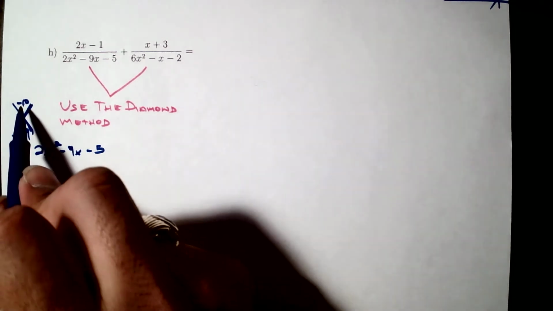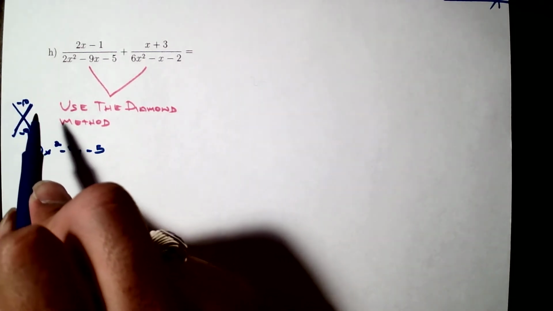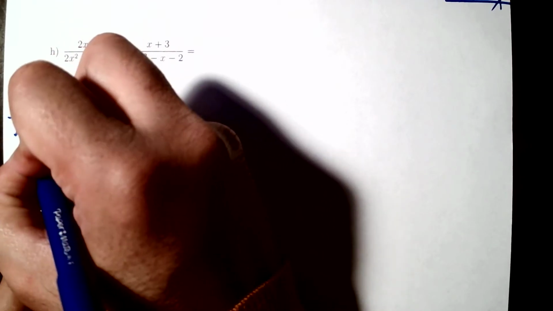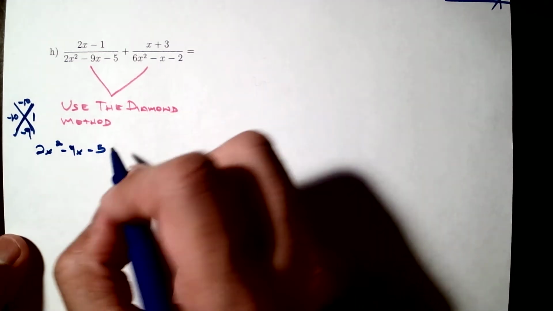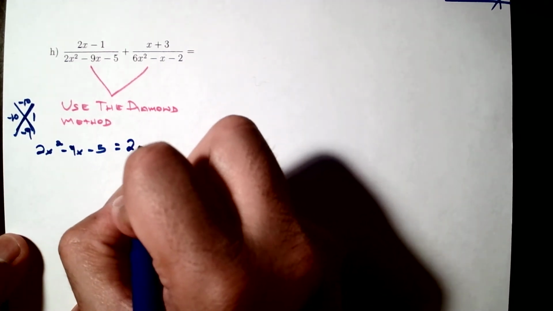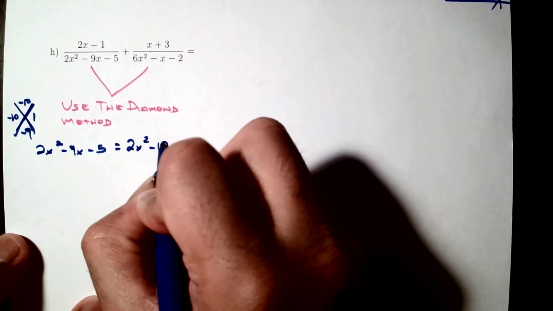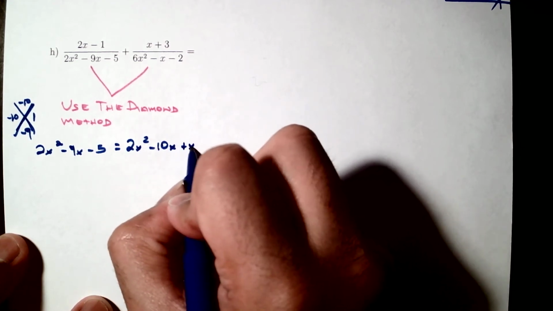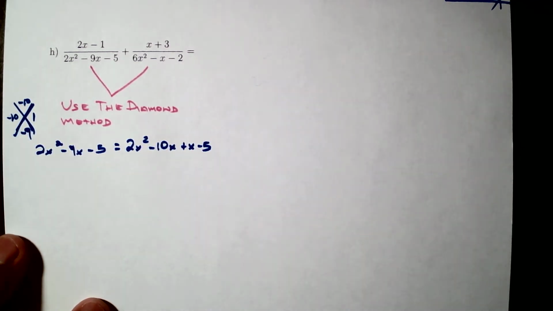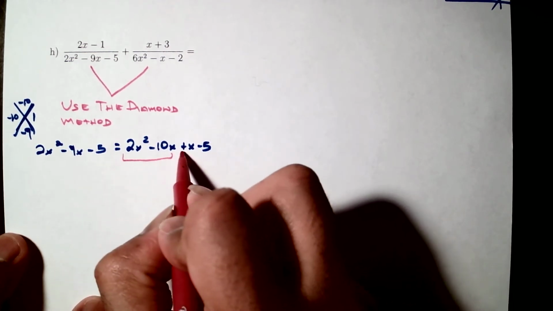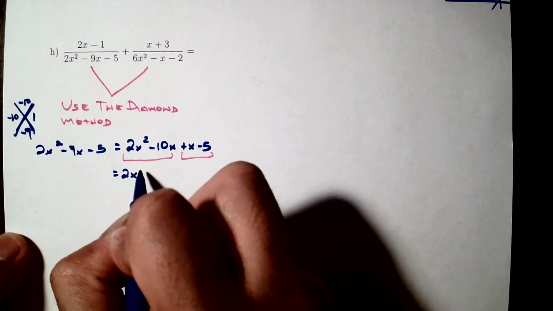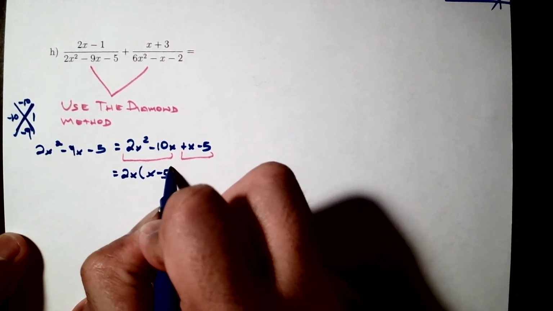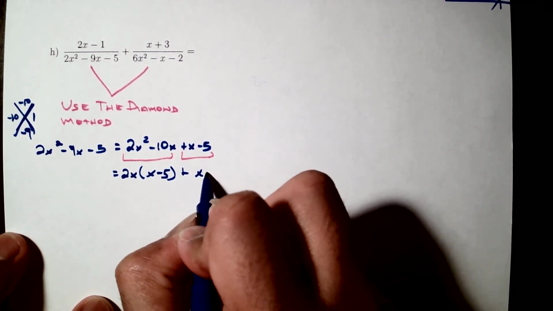So factors of negative 10 that add up to negative 9, in this case I'm going to have negative 10 and 1. So that means I'm going to split this into 2x squared minus 10x plus x minus 5. And then I'm going to factor this by grouping. That's going to be 2x times x minus 5 plus x minus 5.